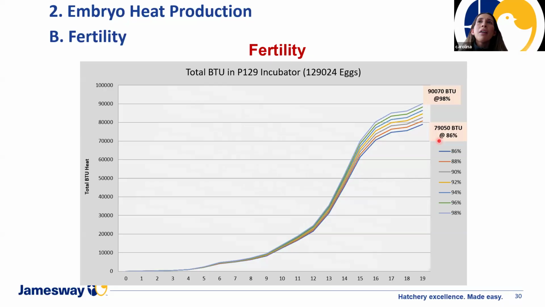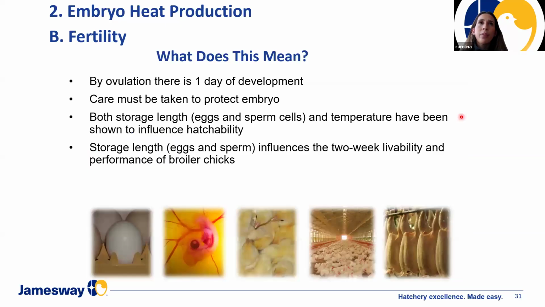All right, so here we have the BTU production between different types of fertilities. We have one flock that had the lowest fertility, which was 86%. And here we can see what was the amount of BTUs produced during the incubation period, compared to a high fertility flock, where we have significantly higher BTUs, as you can see here. So keep in mind that fertility is important when talking about temperature during incubation.